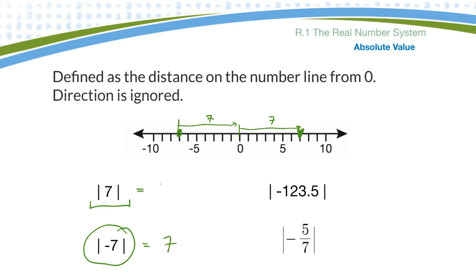I'm 7 away. So over here, if I say, what's the absolute value of -123.5? Well, how far from 0 are you? You're 123.5 units. Doesn't matter if you have fractions, decimals, or whatever. In this case here, what's the absolute value of -5/7? It would just be positive 5/7. Okay, why don't we try a couple questions with that.